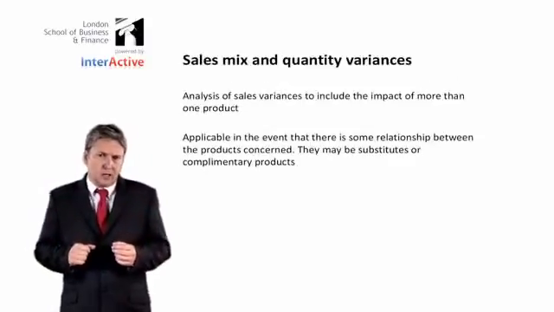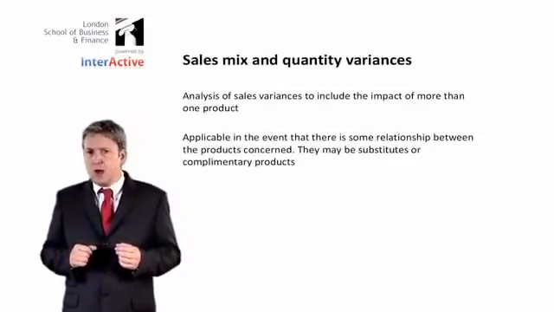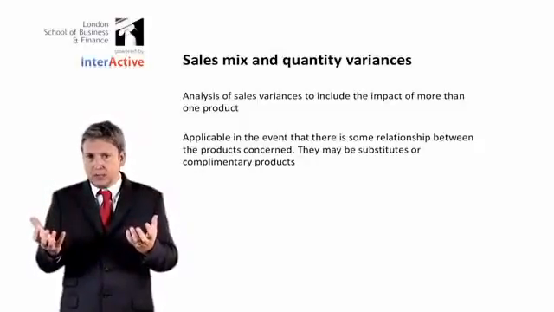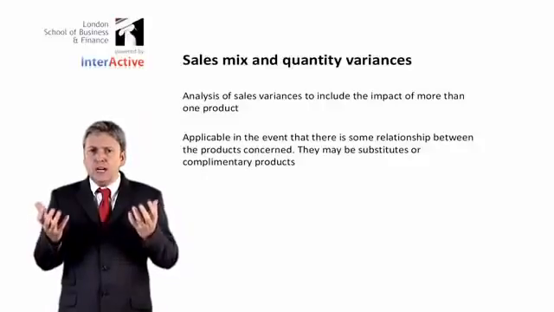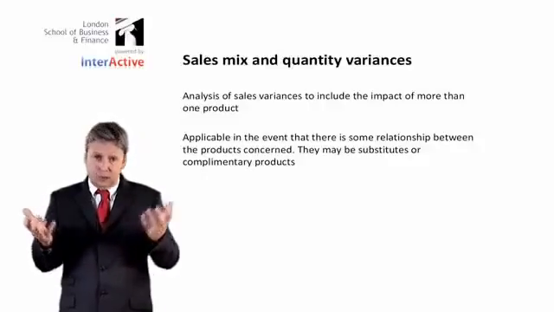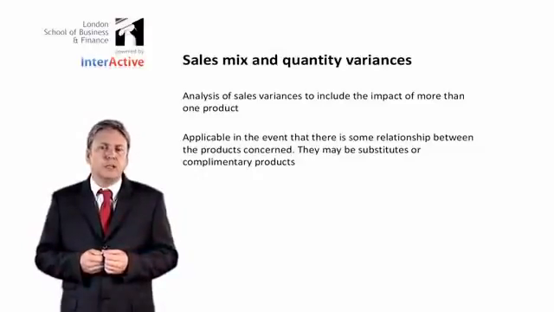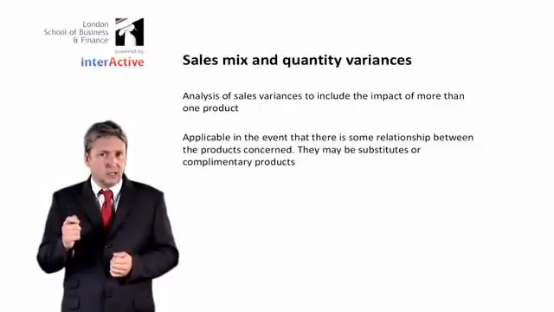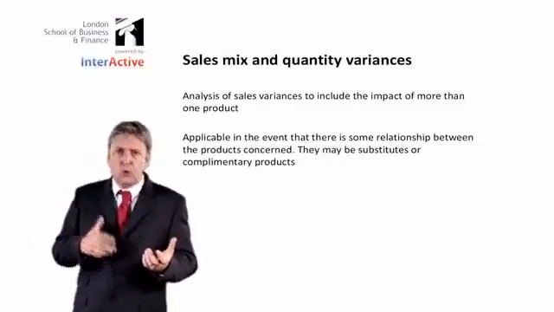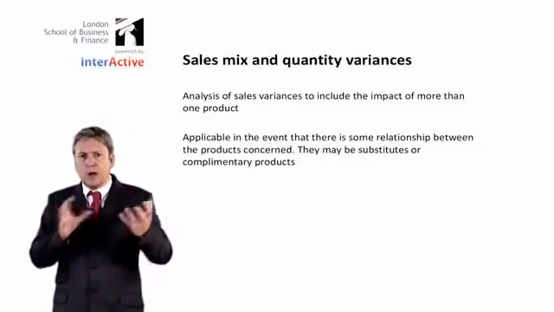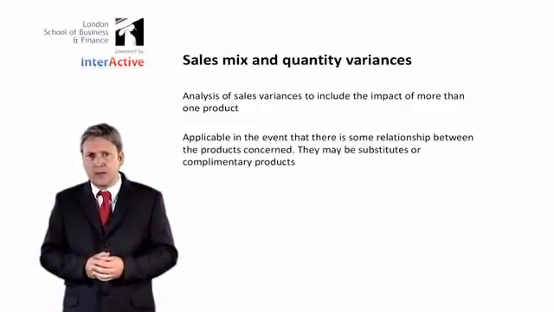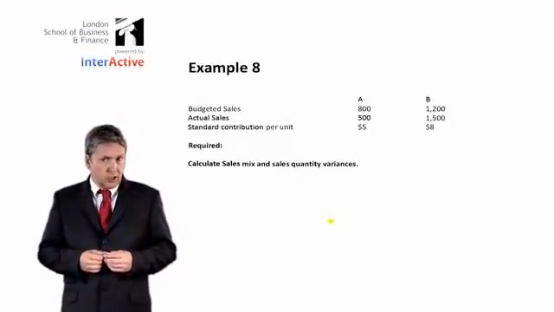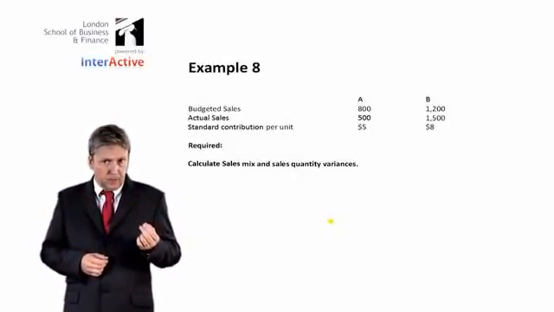We now want to look at sales mix and quantity. This is where we sub-analyse the volume variance into a mix part and a quantity part. It only really makes sense to do this if we have, of course, more than one product, a mix, and that mix is in some way linked. Maybe they're complementary products or substitute products, but in some way there is a link between one product and the other. When we look at these calculations, they're very straightforward.